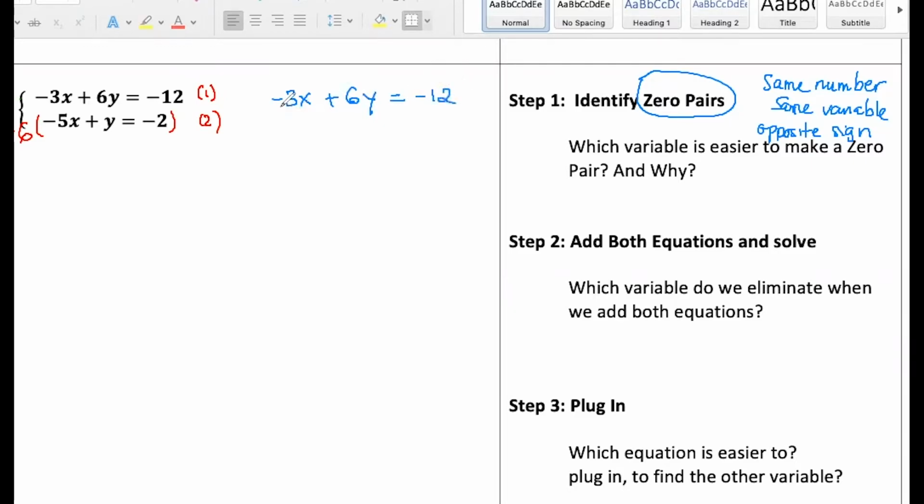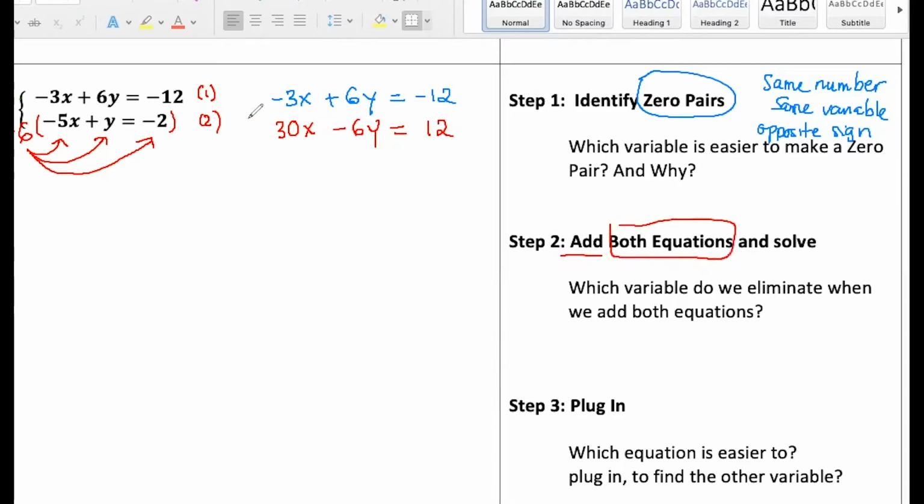The second one, I'm going to do exactly the same thing, but this time with the change. So I'm going to distribute negative 6 to both terms. It's going to give me 30x. And then I'm going to distribute again. It's going to give me negative 6y. And that's what we need, right? And it's going to equal, negative 6 times negative 2 is going to give me positive 12. When we're done with that, we're going to move on to adding both equations together.